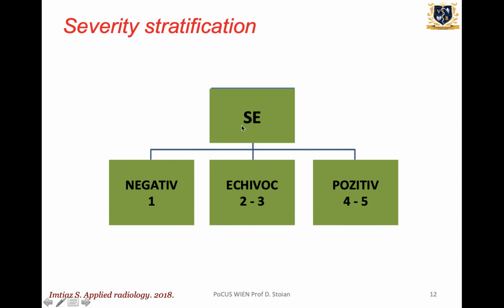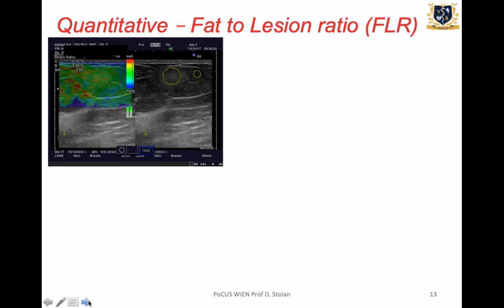So on strain elastography, whenever we have color code map 1, meaning completely soft, this is a negative risk for malignancy. Whenever we have a color code 3 to 4, which is a mixed combination of some soft and some hard regions, there is an equivocal or intermediate type of risk. Whenever it's 4 to 5, it's a high risk for malignancy.